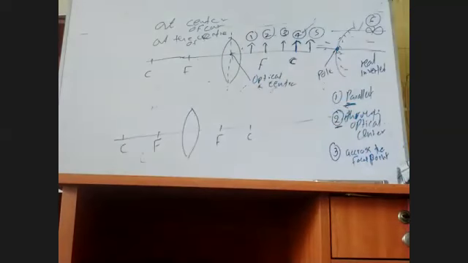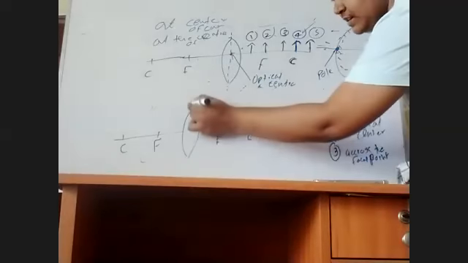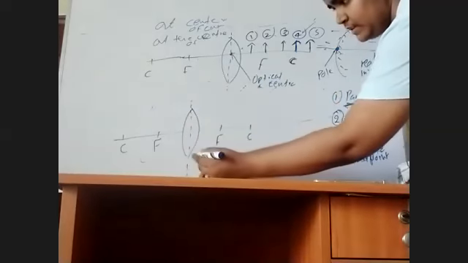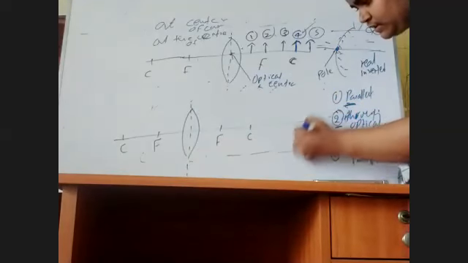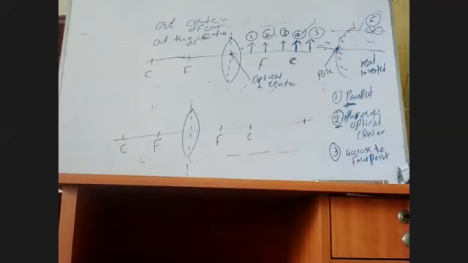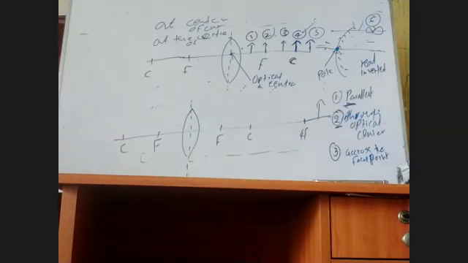Now, infinity means what? Greater than 4f distance. So, if this is the focal length, 1, 2, 3, 4, this 4f will be at a place like this. That means away from this point, the object is at infinity. So we think that now the object is at infinity.